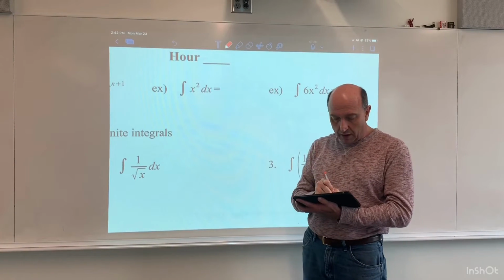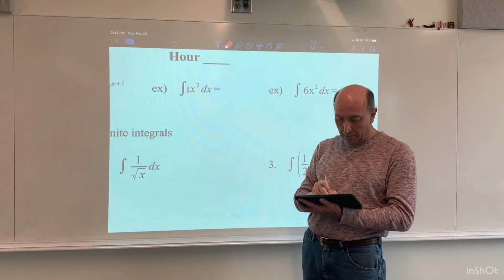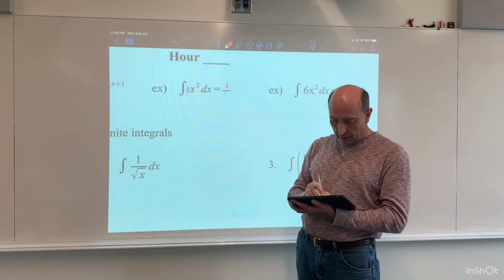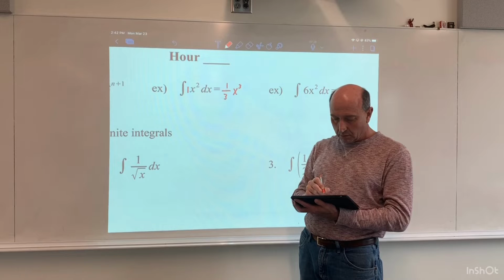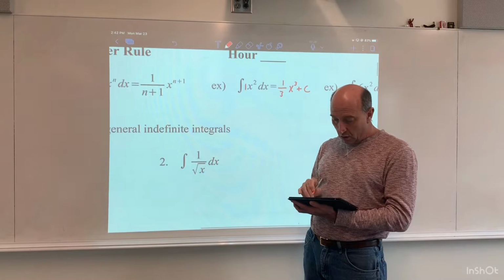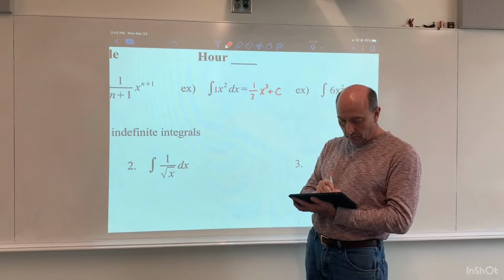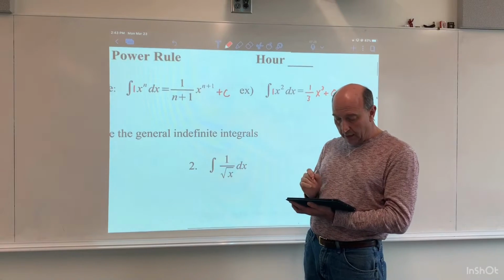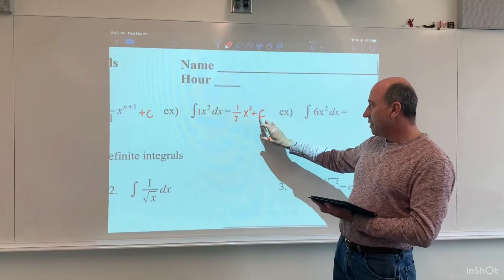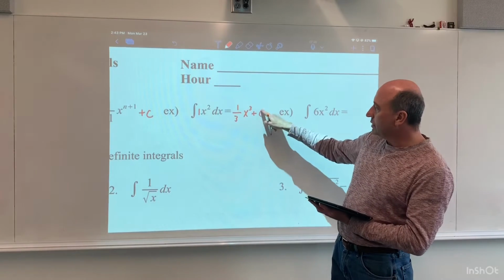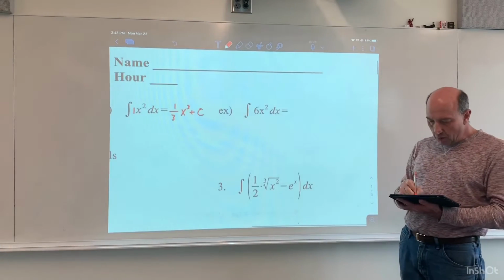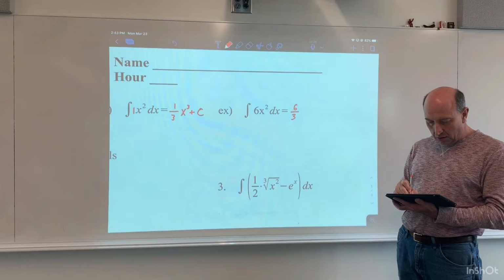So for review of the basic inverse power rule in a simple problem, it's 1 over the new exponent, 1 over 3, x to the third, plus c for good measure. We need a c because there could be a number at the end that you can't figure out, because the derivative of any number is 0. This one, 6 over the new exponent, x to the new exponent.